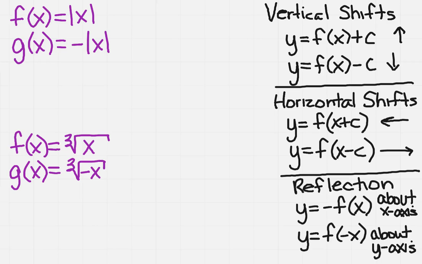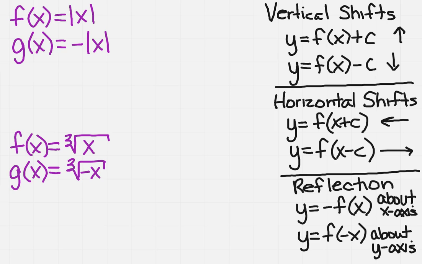So we've looked at vertical shifts, horizontal shifts. We've put vertical and horizontal together. So now, could there possibly be anything else? Well, of course, there's reflections. Now, we can reflect about the x-axis or we can reflect about the y-axis.